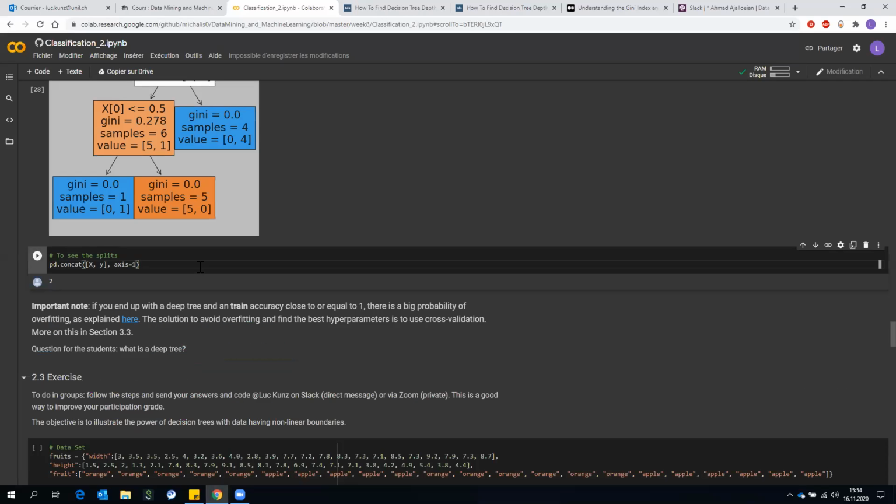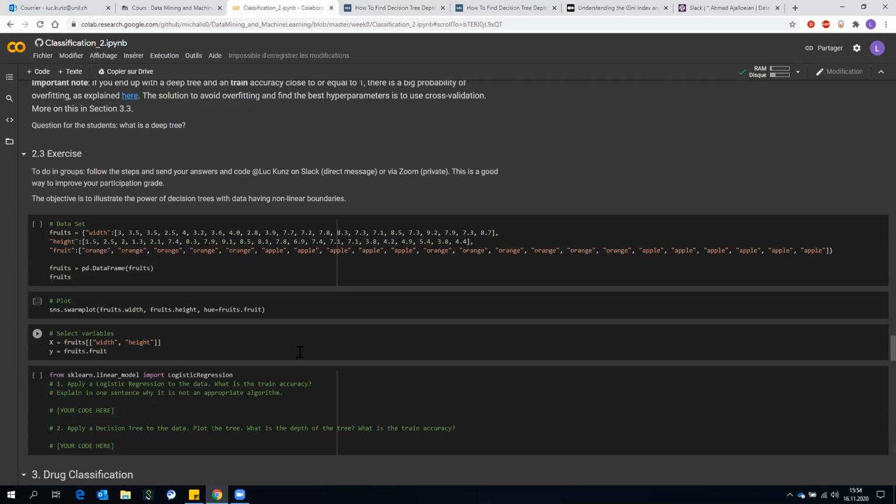Okay, if there is no question, I have the participation exercise for you now. I will break out the rooms, but first I will explain. You have to send your answer and code on Slack. It's better on Slack than Zoom private, but you can also, of course, send it to me via Zoom. People who submit the correct answer will get the point for the participation.